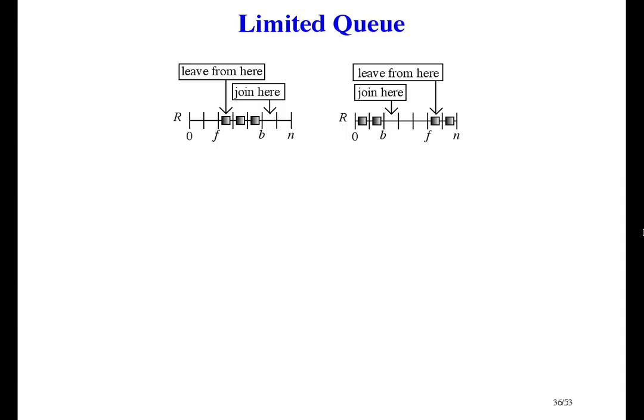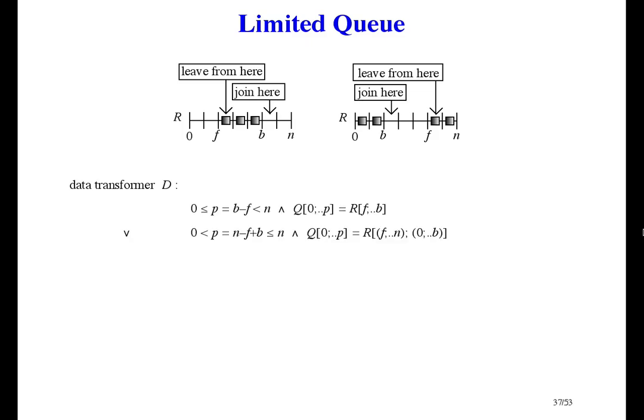Let's look at the picture again. There was no problem transforming makeEmptyQ. The problem was with isEmptyQ. We can't tell if a queue is empty. And that's because F equals B could be empty if we're in the inside mode on the left, or it could be full if we're in the outside mode on the right. We need a new variable, m, to say which mode we're in.